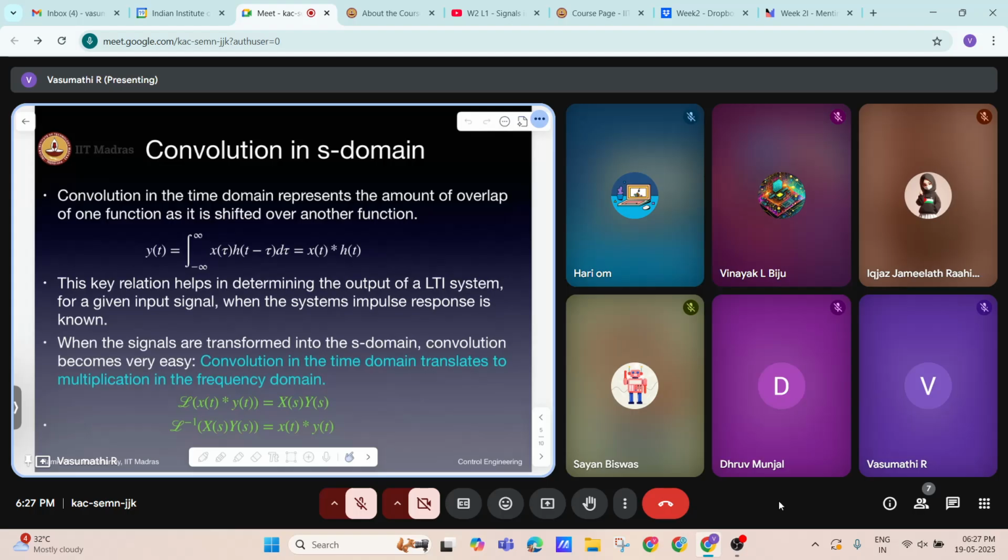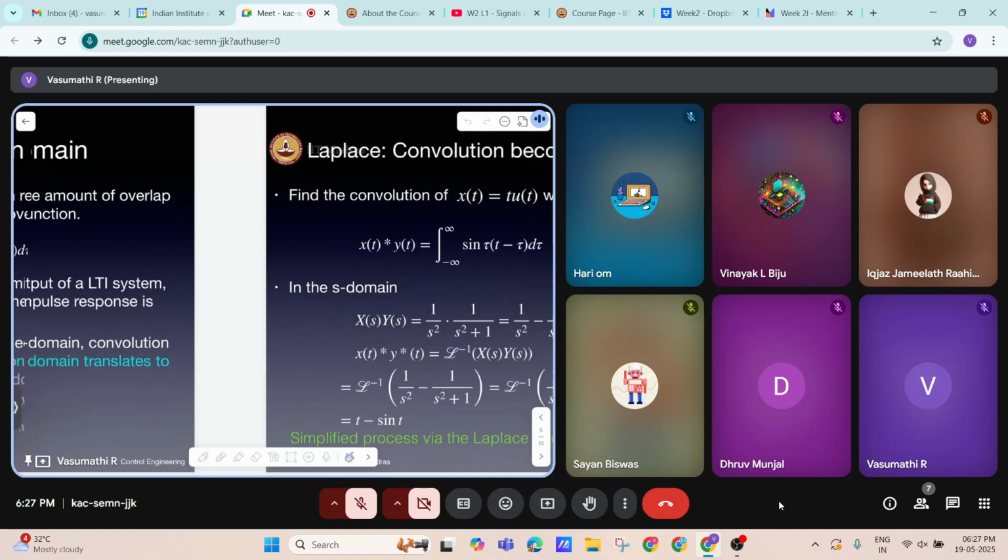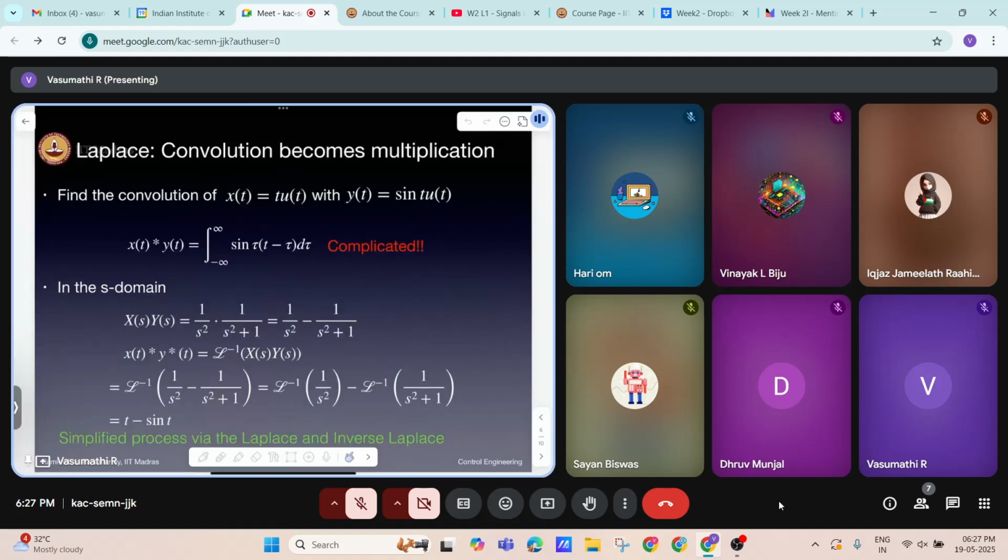If I want to convolve two signals in the time domain, I will find the Laplace transform of those two signals and just multiply them. That's it. Instead of doing all those steps, time shifting, scaling, everything, I will just find the Laplace transform and multiply. So this is one good application of the Laplace transform.